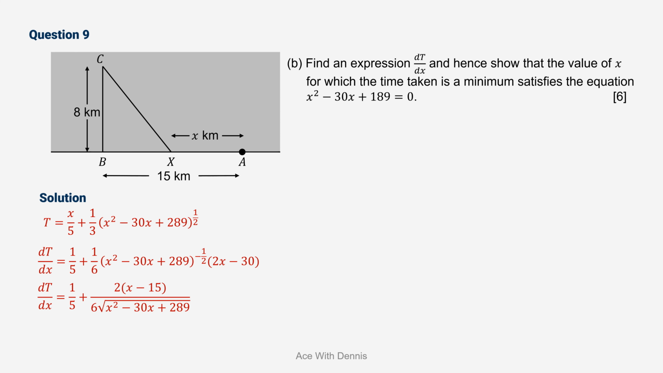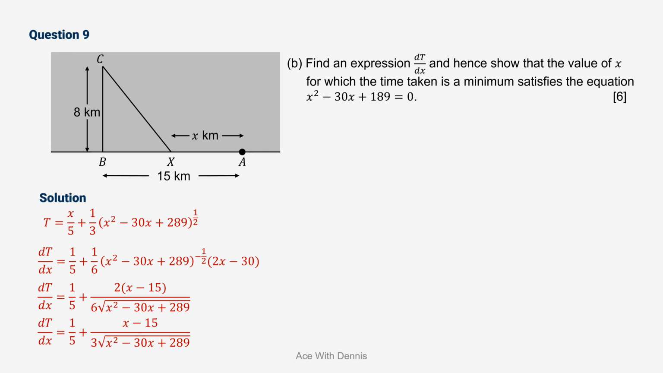Then we rearrange this equation. dt over dx equals 1 over 5 plus 2 bracket x minus 15 over 6 square root of x squared minus 30x plus 289. Then simplify 2 and 6, we get dt over dx equals 1 over 5 plus x minus 15 over 3 square root of x squared minus 30x plus 289.